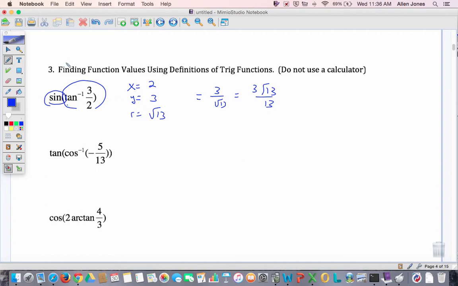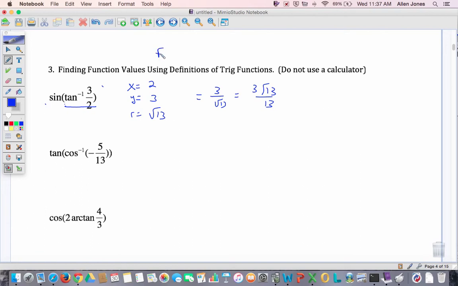So it's 3 over the square root of 13, or that simplifies to be 3 times the square root of 13 over 13. So all we did was find x, y, and r based on the fact we're converting this. Let me get rid of these circles here. We're converting that part in parentheses, our compound function. We're converting the tangent over to an angle. Then we're converting that angle back to the ratio.